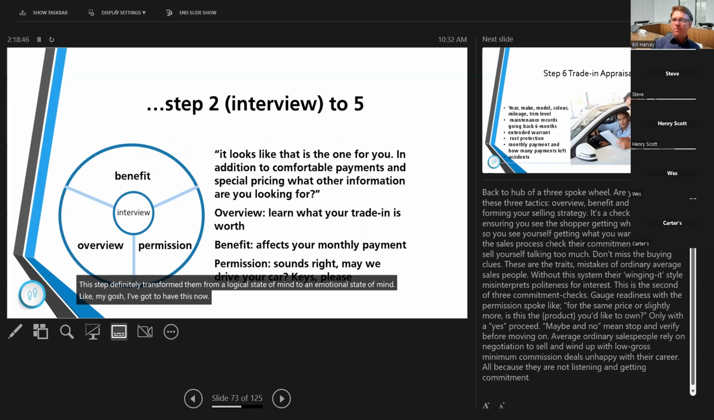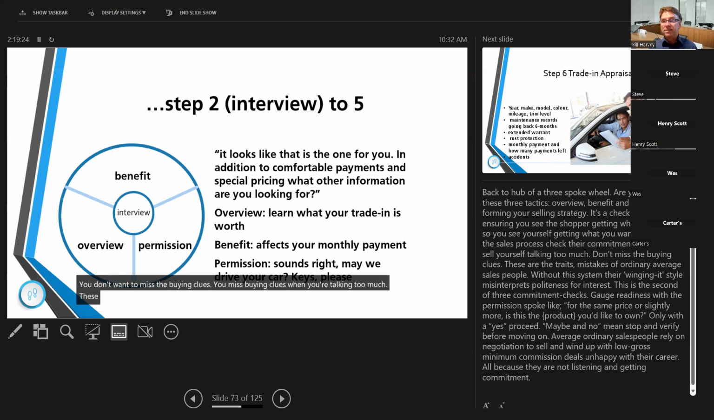So back to our hub of the 3-spoke wheel of overview, benefit, and permission. Are you getting these tactics of overview, benefit, and permission forming your selling strategy? This is a check and balance, ensuring that you see the shopper getting what they want, so that you see yourself getting what you want. Throughout the sales process, we need to check their commitment. Don't oversell yourself by talking too much either. Less is more. You don't want to miss the buying clues. You miss buying clues when you're talking too much.